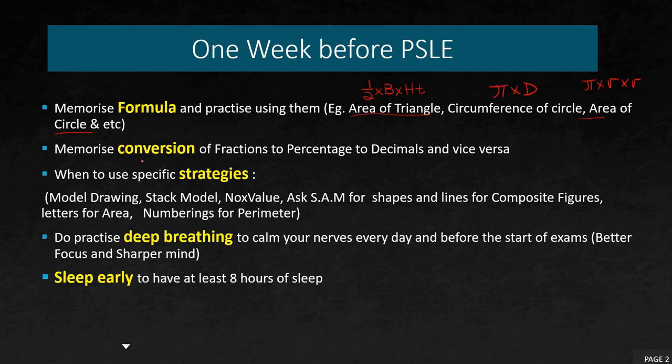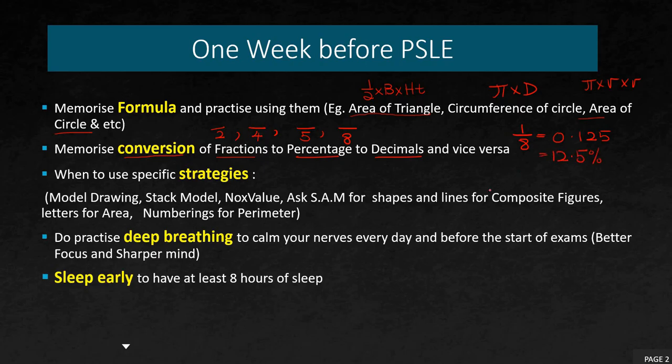Next, memorize conversion of fractions to percentages to decimals. What fractions? Denominators that start with 2, 4, 5, and 8. For example, 1 over 8. Most of the students will use long division to get the answer, but you can actually memorize it and get the answer in 2 seconds by writing it down. That's a decimal. You also can change it to a fraction.